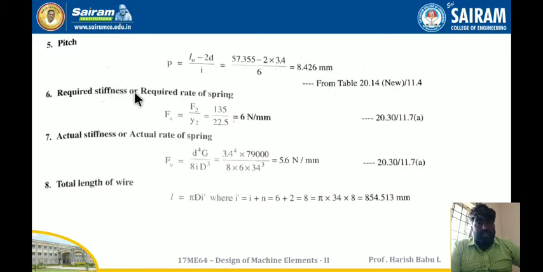So required stiffness or required rate of spring will be F0 is equal to F2 by y2, that is 135 by 22.5. So I get 6 Newton per mm. The actual stiffness F0 is equal to d to the power of 4 G by 8 i D cube. While substituting all the values, I get 5.6 Newton per mm. The total length of the wire L is equal to pi D into i, where i is equal to i plus n, that is 8. If I substitute the values, I get 854.513 mm.